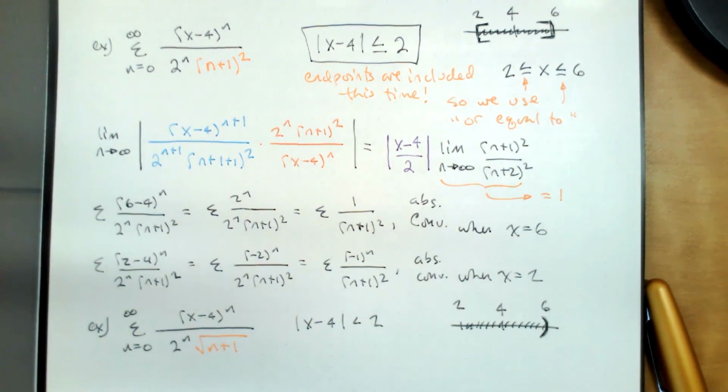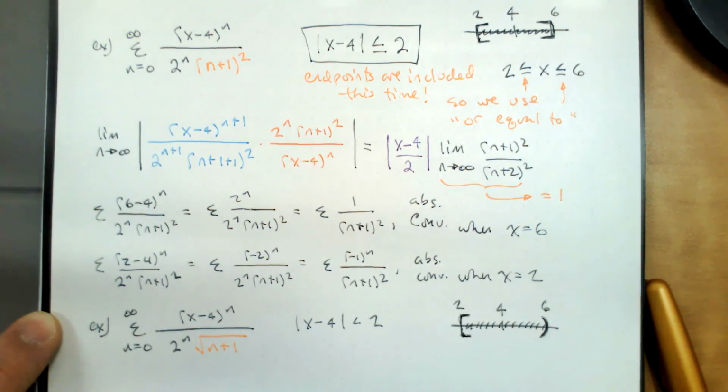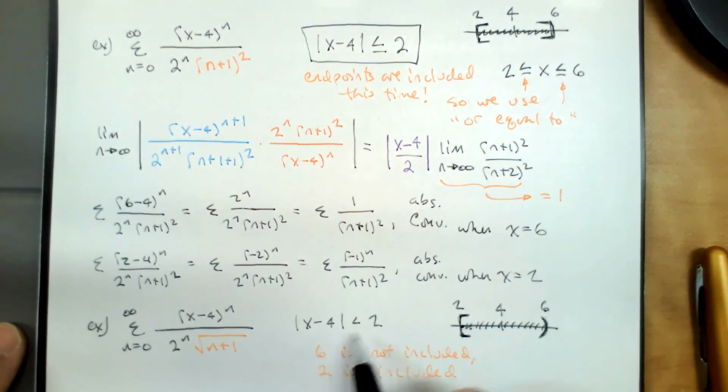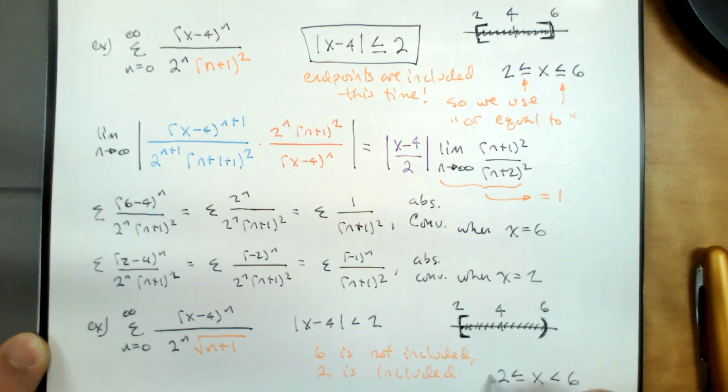But when I plug in 2, that's when I get the alternating. And I'll have an alternating 1 over square root of n. And that will give us conditional convergence. Conditional convergence is still convergent. So 2 is included. So I don't get to use absolute value inequalities. I could say 2 is less than or equal to x, but strictly less than 6.